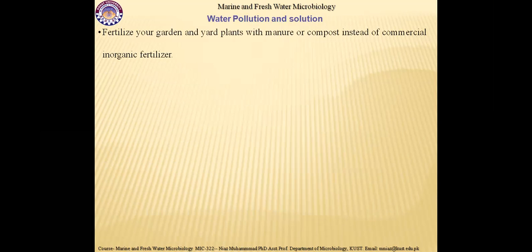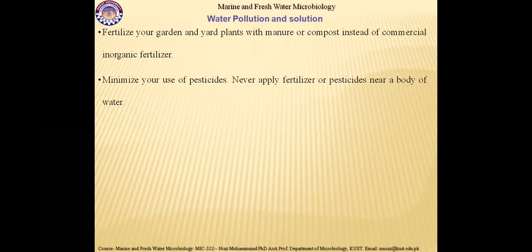Fertilize your garden and yard plants with manure or compost instead of commercial inorganic fertilizer. Whatever fertilizer is present naturally, manure is the most important and most beneficial fertilizer for the land. If we use manure for our fields compared to commercial fertilizer, we can prevent water pollution. We can prevent water bodies from pollution. Minimize your use of pesticide. We should reduce pesticide use.